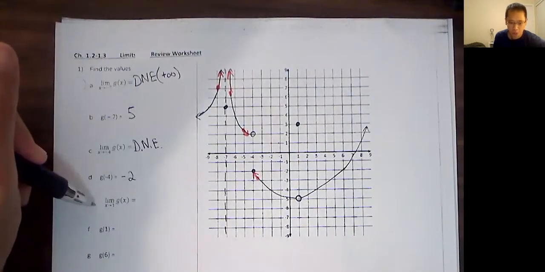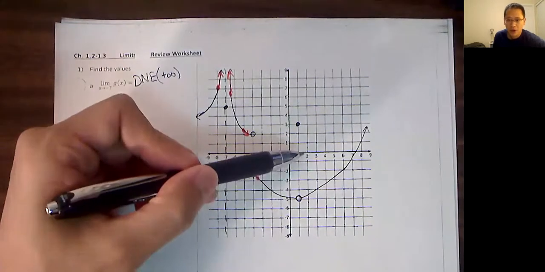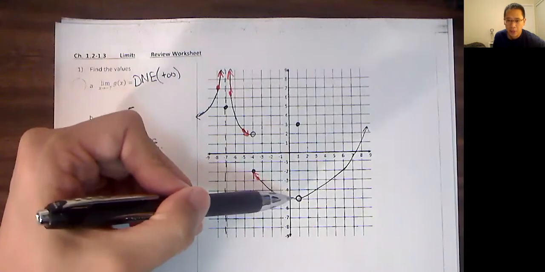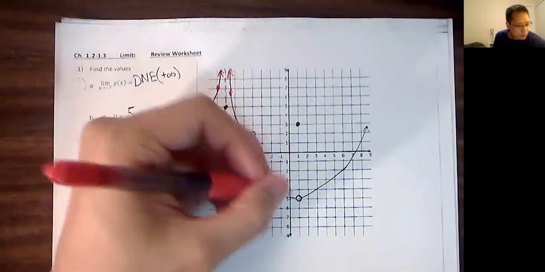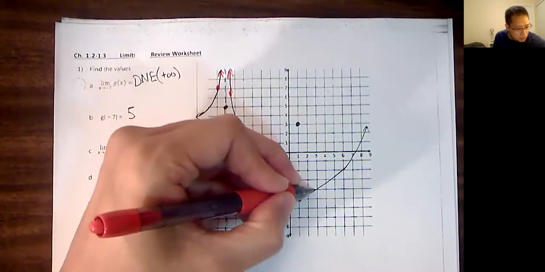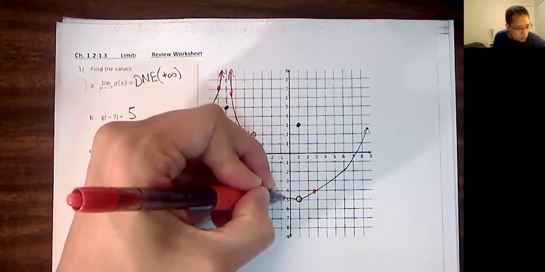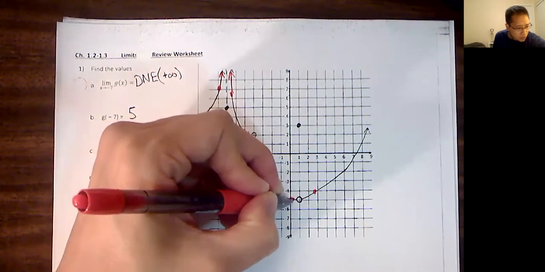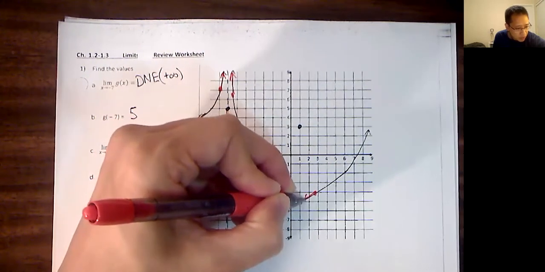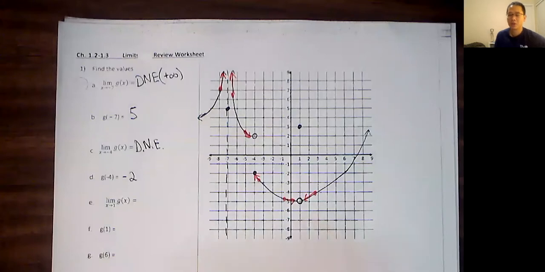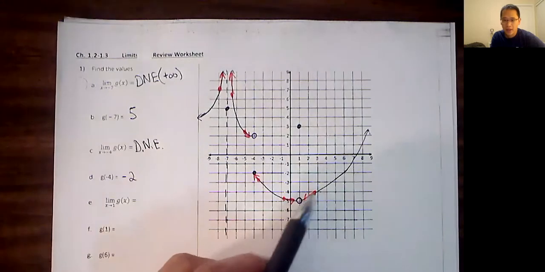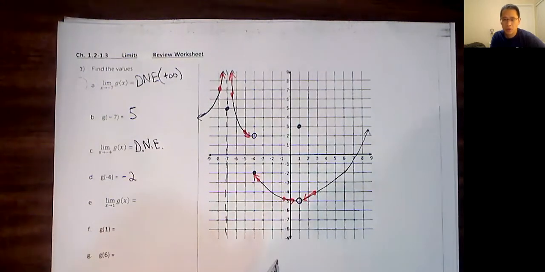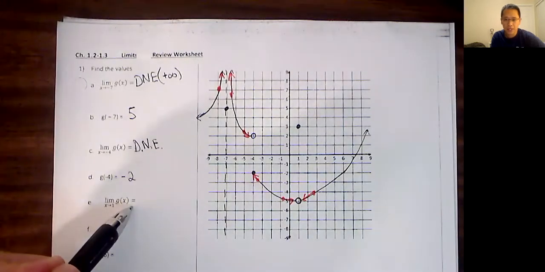Limit as x approaches 1 of g of x. So I want to approach 1. I want to find 1 first of all, and I'm going to pick points on either side of the path. And I'm going to move towards 1. And if you move towards 1, you see that I have both arrows moving towards the same y value. That is enough for a limit to exist. Even though the point is in a different location, the path is consistently moving towards the same y value. So therefore, the limit exists at -5.